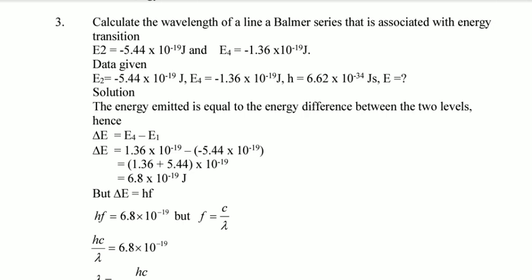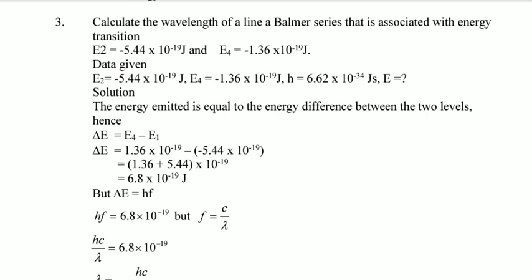So now, as you have already known about the energy, we are going back to Planck's equation. If you remember, in Planck's equation, energy was equal to Planck's constant times frequency. Now here you are calculating the change in energy, and the change in energy was equal to E4 minus E2, because E4 is the energy of an electron at energy level 4 and E2 is the energy of an electron at energy level 2.